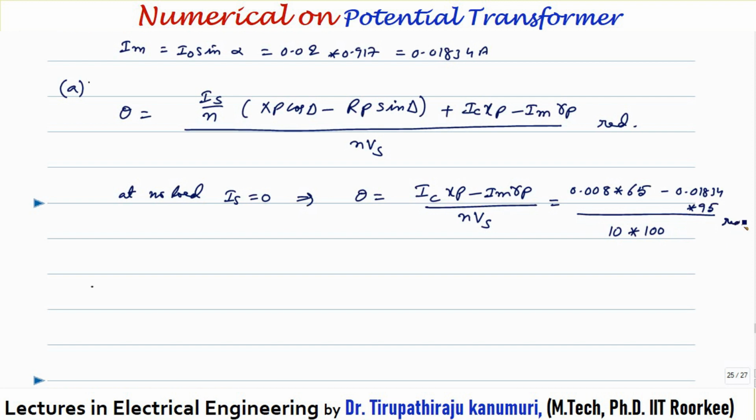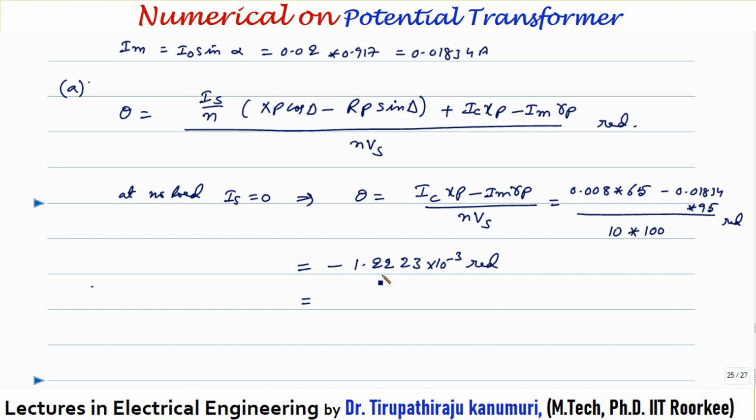So remember this angle will be in radians. If you are calculating this one, you will get minus 1.22223 into 10 to the power of minus 3 radians. So you can see it is a very small value. So I want to convert this to the angle theta, and that too in minutes.